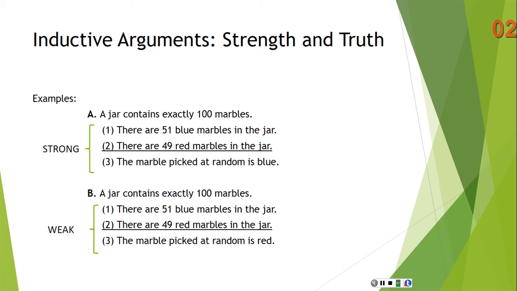Now take the same setup, same argument, but with a different conclusion. There are 51 blue marbles in the jar. There are 49 red marbles in the jar. Therefore, the marble picked at random is red. Here you have a weak argument because the probability that you would pick a red marble at random is 49 over 100, which is less than 50-50. So that means we would qualify it as weak.